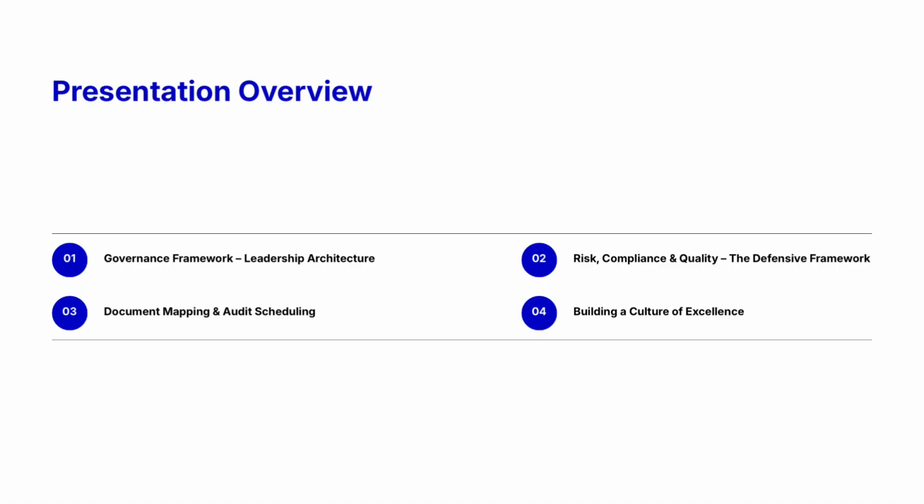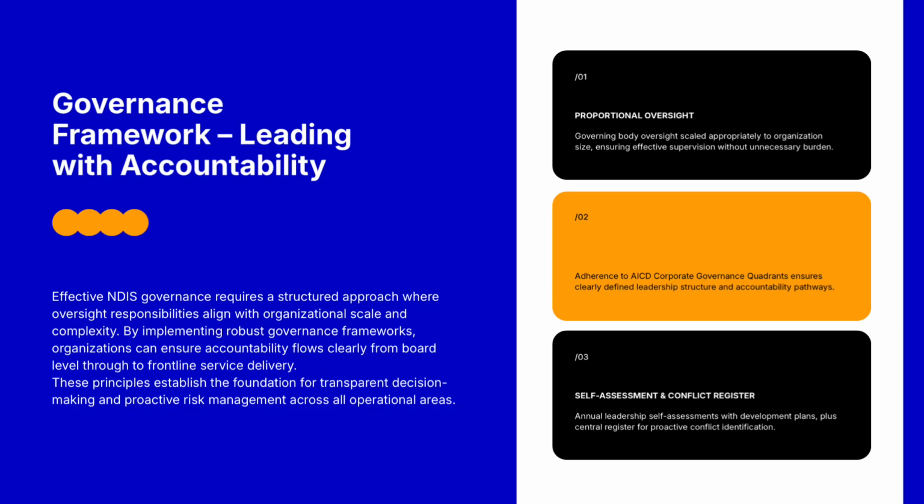Section 1 establishes the organizational architecture of the governance framework. Under Core Module 2 of the NDIS Practice Standards, governance is assessed on how effectively an organization's governing body maintains strategic oversight, operational accountability, and legal compliance. This section examines the specific policies that direct the leadership executive.